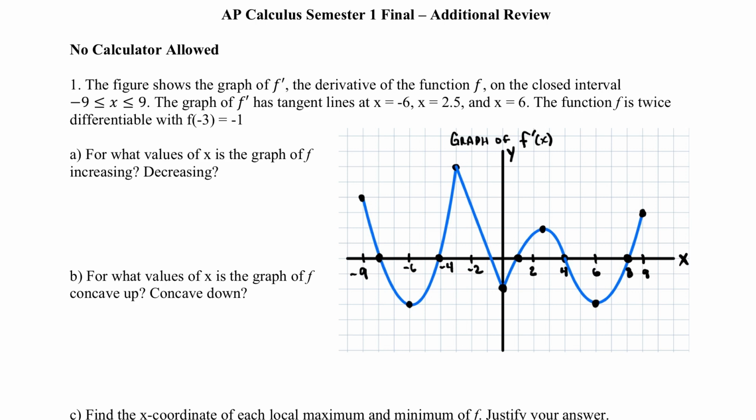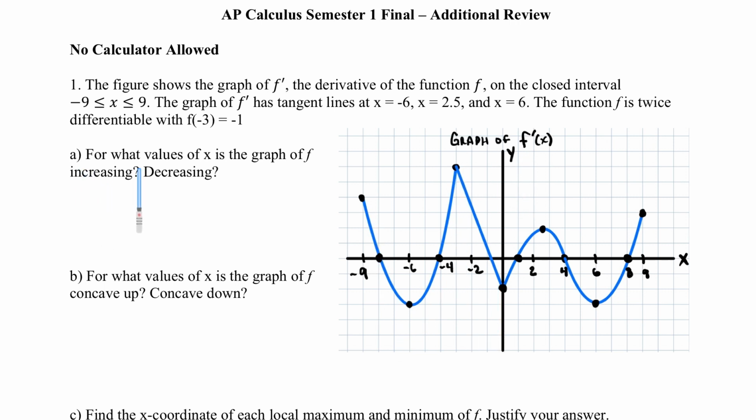All right, for problem number 1, this is a no calculator allowed. It says the figure shows a graph of f prime, the derivative of the function f, on the closed interval from negative 9 to 9. The graph of f prime has tangent lines at x equals negative 6, so we've got a tangent line right there, x equals 2.5, so we have a tangent line right there, and then another one at 6 here. So this is definitely a kink in the f prime graph there and right there.